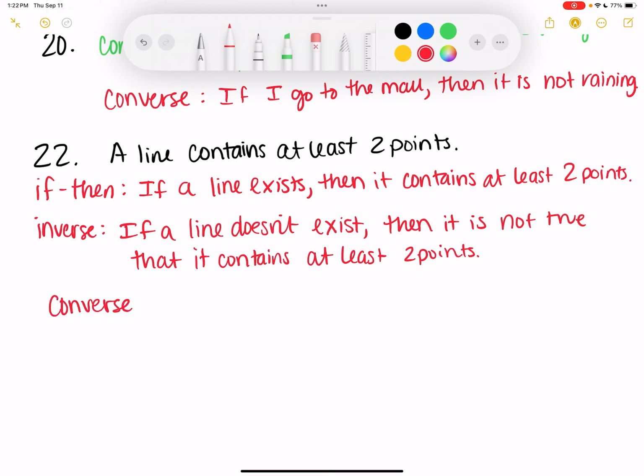So that would be basically the swap of our if-then statements. The converse is swapping the two things. So if a line contains at least 2 points, then the line exists.